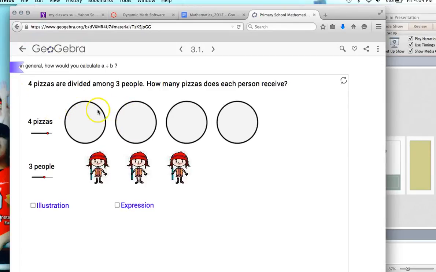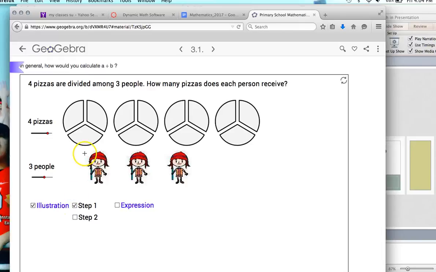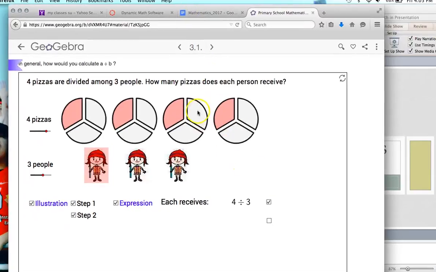So there's 4 pizzas and they're divided among 3 people. How many pizzas does each person receive? Well, the easiest way would be to divide all the pizzas into 3 so that each pizza, one person would get a slice. Then step 2, if you just want to divide the fraction, you can do the 4 pizzas divided by 3 people.